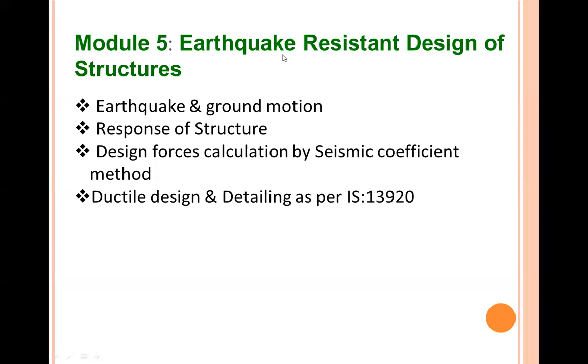I hope my screen is visible to everyone. Is it? Yes, is my screen visible, everyone? Yes, sir. Okay. Yes, anyone? Ductility?